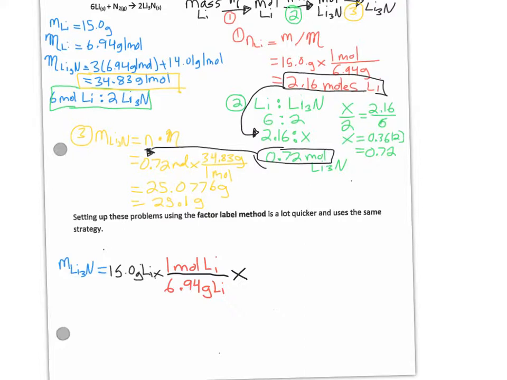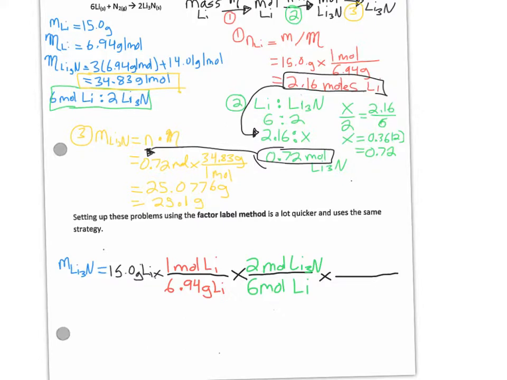Then we need to convert those moles of lithium to moles of lithium nitride. So up here, right here, we have moles of lithium. So that means we have to arrange our mole ratio in a way to cancel out number of moles of lithium. So we put 2 moles of lithium nitride on top and 6 moles of lithium on the bottom. Now, if we stopped at this point, we've successfully calculated the number of moles of lithium nitride. If we put this all into our calculator, we would get 0.72 mole. But we're not done. We need to calculate the mass.